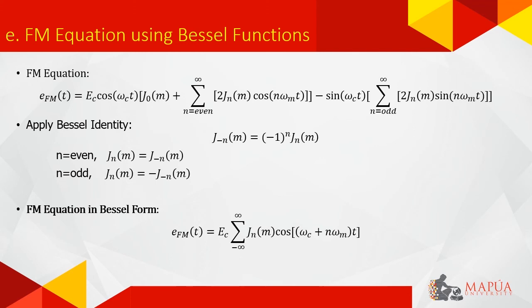Having now the equation of the frequency modulation, which consists of the expanded Bessel functions, applying the Bessel identity, j sub negative n of m is equal to negative 1 raised to n times j sub n of m, the frequency modulation in Bessel form will be derived, which is E sub Fm of t is equal to E sub c multiplied by the summation of the product of j sub n of m and cosine of omega c plus n omega m t.